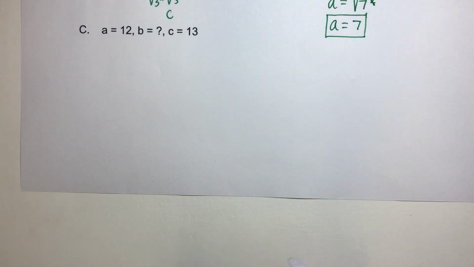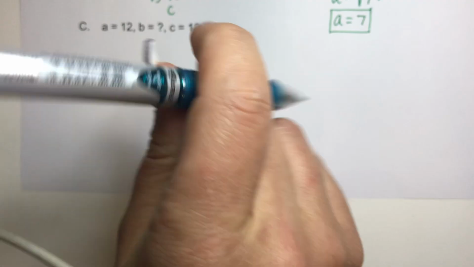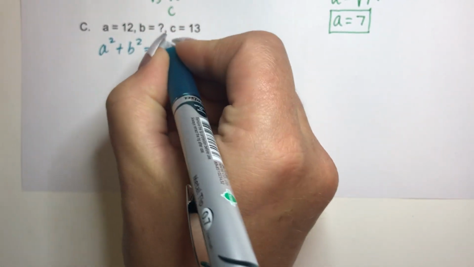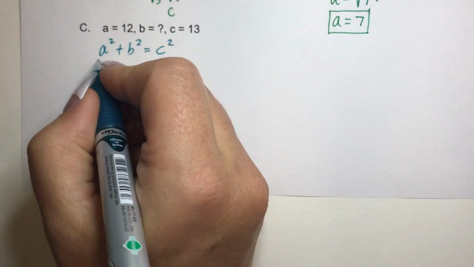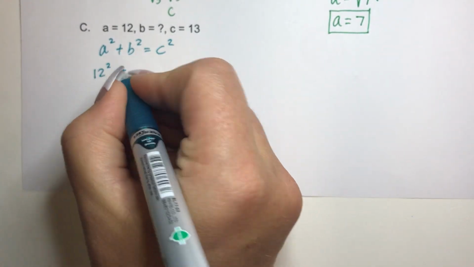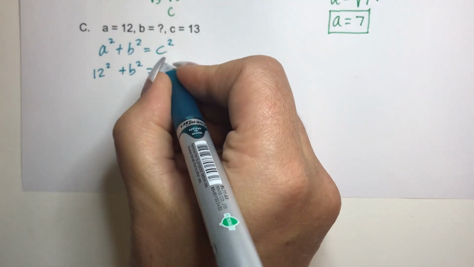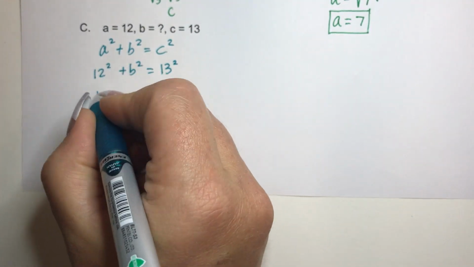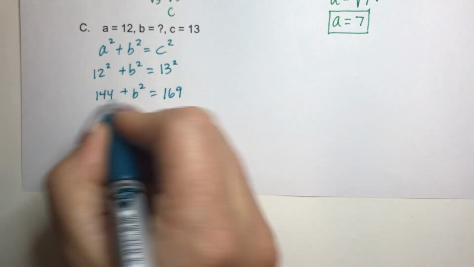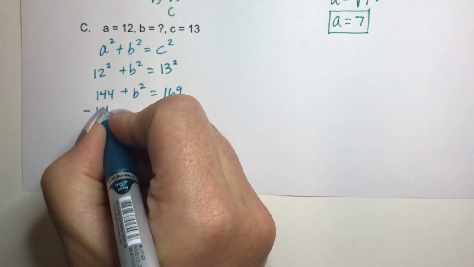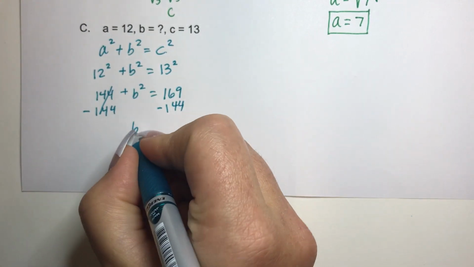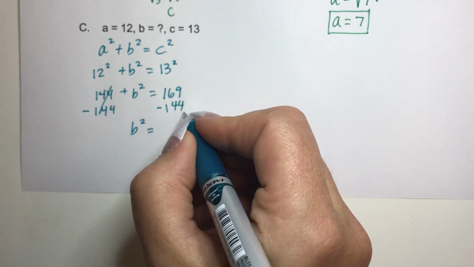Okay, let's see how you did. So, Pythagorean theorem, right? So we're going to have a squared plus b squared equals c squared. All of our terms are defined here, so we're just going to substitute them in. 12 squared plus b squared equals c squared would be 13 squared. 12 squared is 144 plus b squared, 13 squared is 169. Then we do inverse operation, which would mean we'd subtract 144 from both sides. That cancels. We're left with, what are we left with?